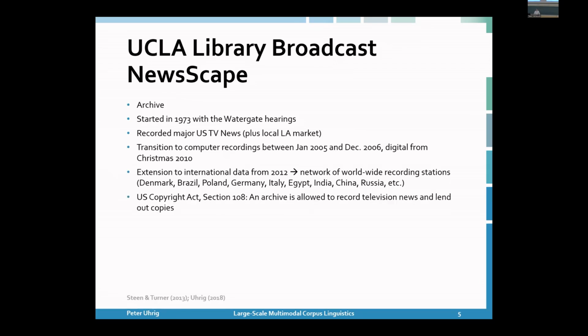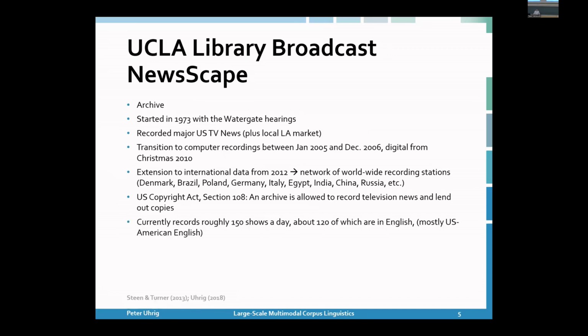Why can they do that? Because if I did that in Germany, I'd probably be in jail by now. And the reason for this is that Section 108 of the Copyright Act in the United States says an archive is allowed to record television news and lend out copies. Now, you may have guessed that this is not the latest legislation, but it has never changed. This is the current wording. And what lending out copies in the digital age means, nobody knows, and it hasn't been tested in court yet. So what we're doing is basically often snippetizing down to 60 seconds like the Internet Archive does, and then say, this is fair use.